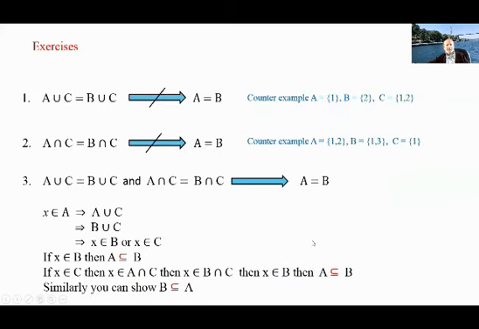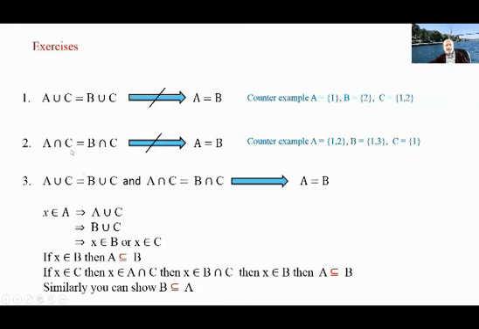Here are some exercises. If A union C is equal to B union C, that does not necessarily mean A is equal to B. In this case, you need to give a counterexample. You can't use the membership tables to prove this kind of property. Counterexample: take A as {1}, B as {2}, C is {1, 2}. So you notice that A union C is {1, 2}, B union C is {1, 2}, but A and B are not the same.